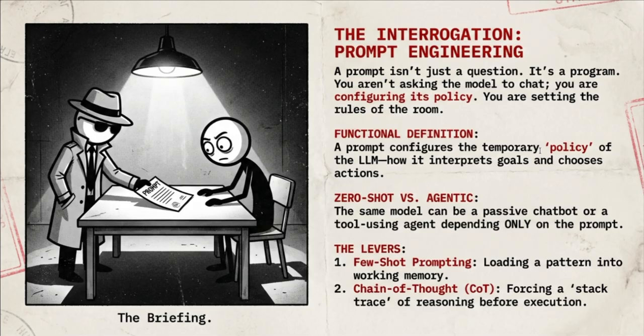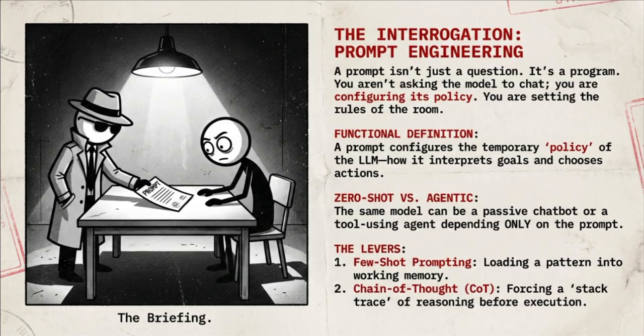In this section, we explore the interrogation phase, which is known as prompt engineering. A prompt is an agentic context, not just a simple question or a chat message. You must view it as a program or a configuration file. When you write a prompt, you're not asking the model to chat with you, but you are configuring its operating policy and setting the rules of the room. A functional definition of a prompt is that it configures the temporary policy of the large language model.